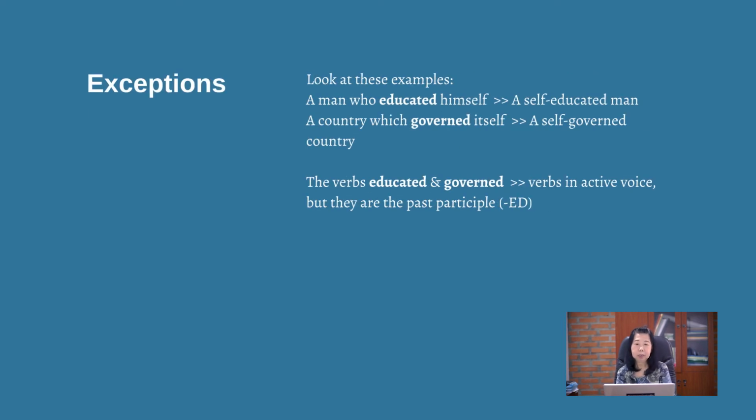We have some exceptions with the past participle in this context. Look at these examples. A man who educated himself, a self-educated man. A country which governed itself, a self-governed country. Now the verbs educated and governed are in active voice, but they take the past participle -ed when they are used in hyphenated modifiers. So these are exceptions.